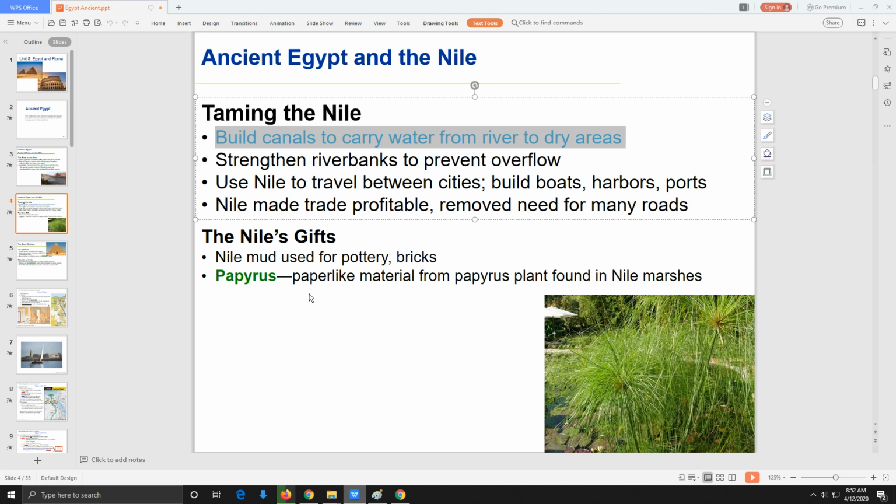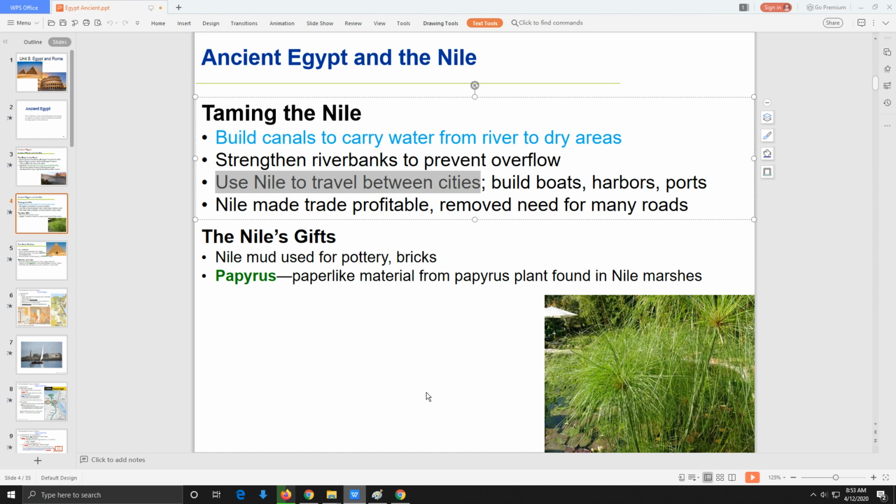Another way they used the Nile River, and this wasn't a way of controlling it, but just a way of being useful with it, is they used the Nile to travel between cities. So there weren't a lot of roads really in Egypt because there wasn't any point to having a road when you had the Nile River. So they just used the river as a road. There was no point for them to really make an extensive road system in Egypt. The river was the road.